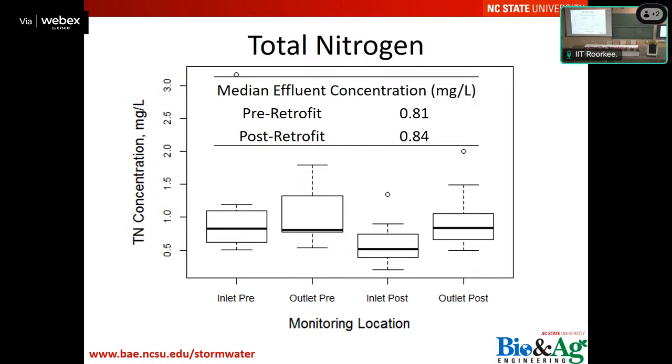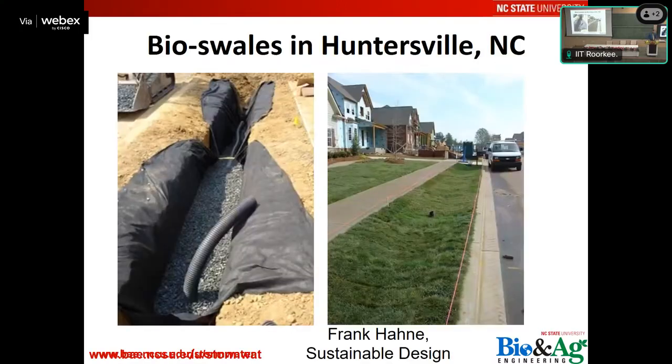Plus, these are grass systems, grass swales. There's accumulation of nitrogen actually in these things. So swales are not particularly good. Standard swales are not particularly good at nitrogen removal. All right, which gets us to the next category of swale, and that is the bioswale.